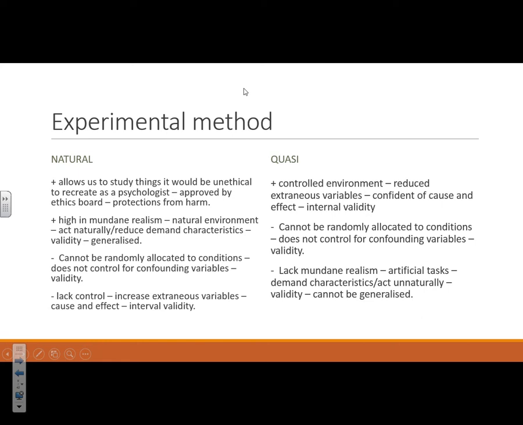For example, with people with eating disorders, it won't necessarily be whether they've experienced an eating disorder or not. Potentially, there are arguments that certain personality types might be linked to eating disorders, or certain genders maybe, being very stereotypical. So it might not be the fact that they've experienced the eating disorder that causes them to respond differently to problem solving. It might be those confounding variables that vary systematically with the IV. And then of course quasi lacks mundane realism, with artificial tasks and demand characteristics, so they act unnaturally and therefore we can't be confident of validity.